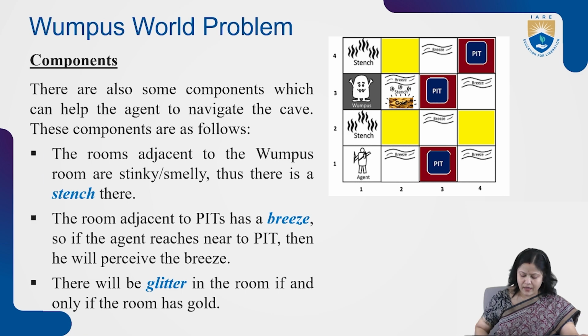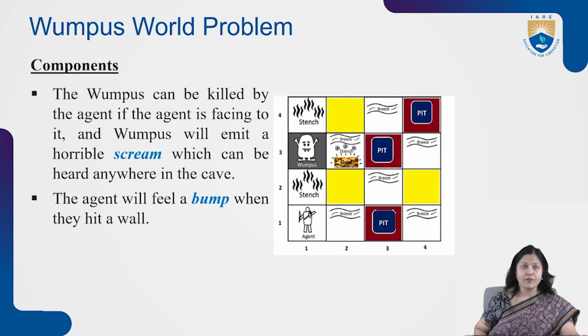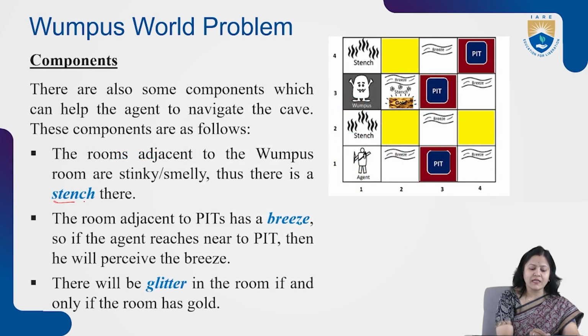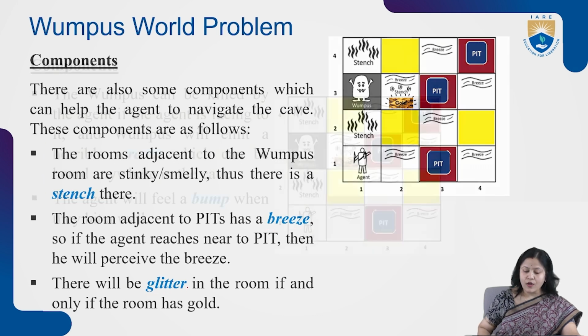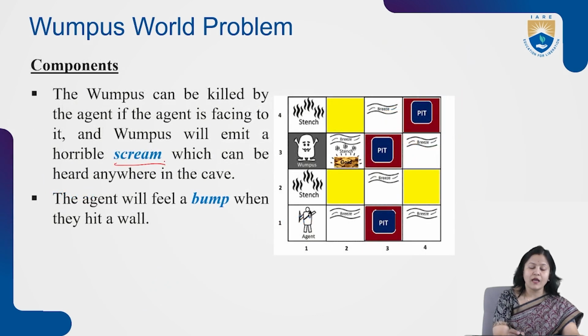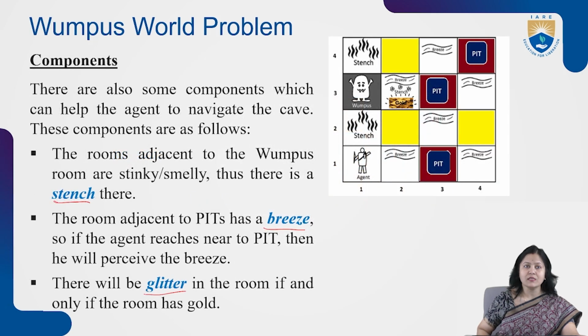Now we will understand what components are present in this Wumpus World problem. In total there are 5 components. One is the stench, next one is the breeze, third one is the glitter, fourth one is the scream, and fifth one is the bump. We'll discuss all the components, then I will discuss the representation. There are some components which can help the agent to navigate the cave.